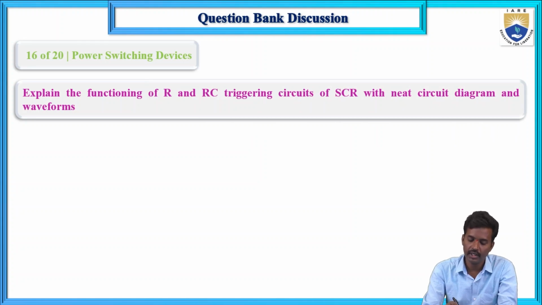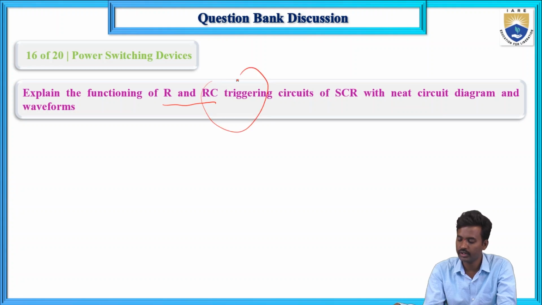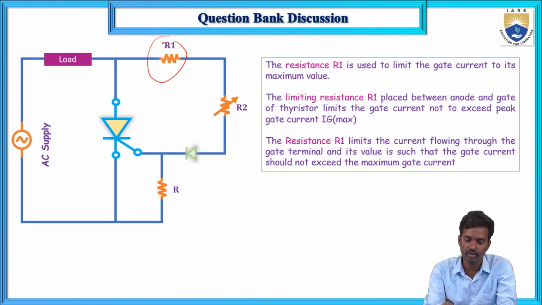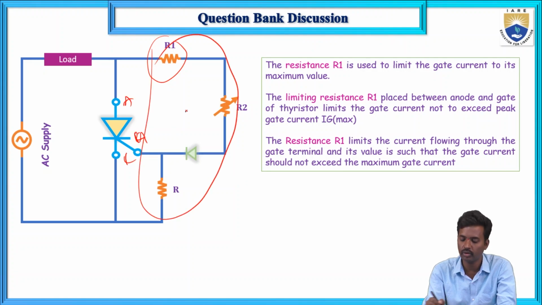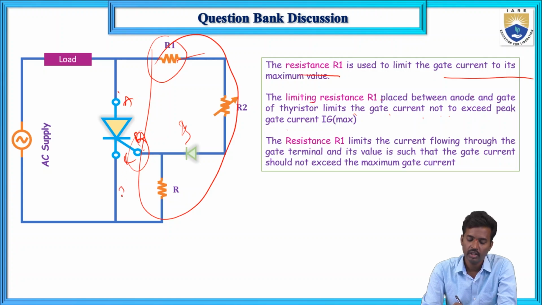That is the case for class D commutation. And explain the R and RC circuits. RC circuit triggering we have already discussed with the need diagram. This is the R circuit triggering method. So this is the gate G, anode, and cathode. Here R1 is used to limit the gate current IG, and the limiting resistor R1 is between anode and gate. So it limits the gate current so that it does not exceed the peak gate current. So if the gate current is IG, it will limit the peak value of the IG current.